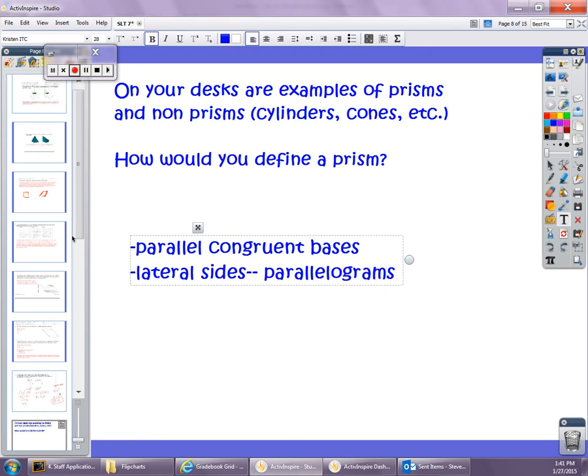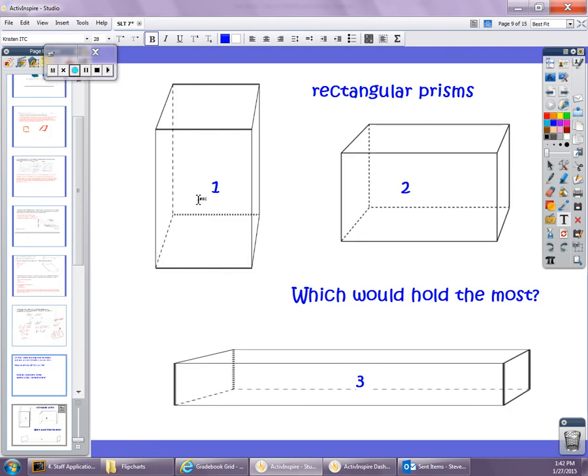Which they could be rectangles, they could actually be squares, but they could also be parallelograms, and I'll show you that in a second. And again, prisms could be oblique or they could be right prisms. And whether they're oblique or right, you can still use the same volume formula. Right. So go ahead in your groups and decide.